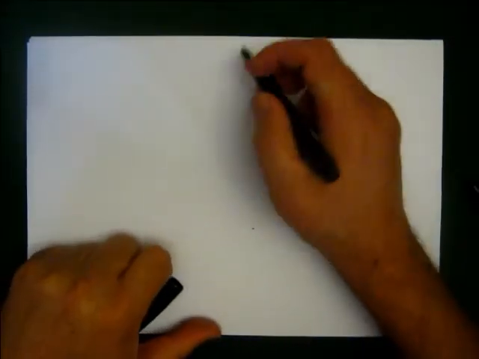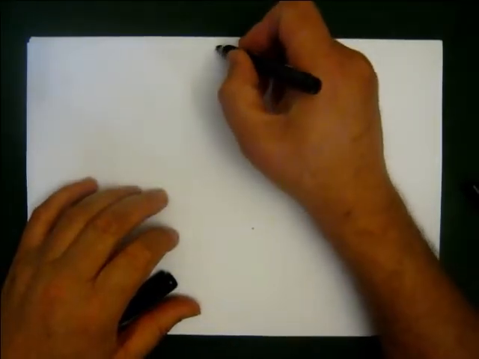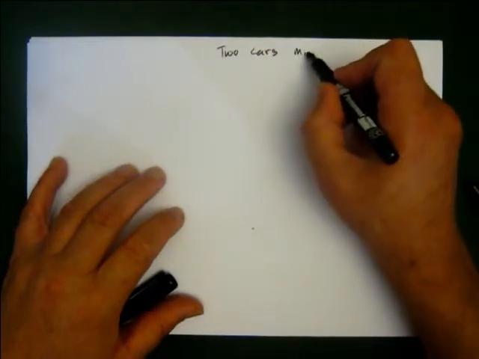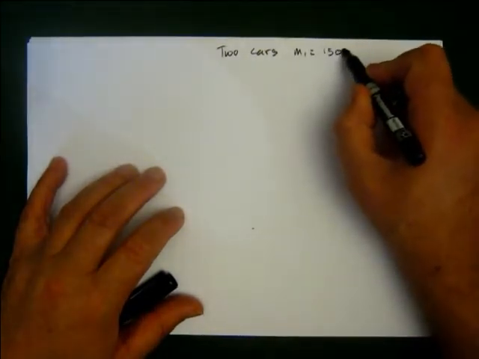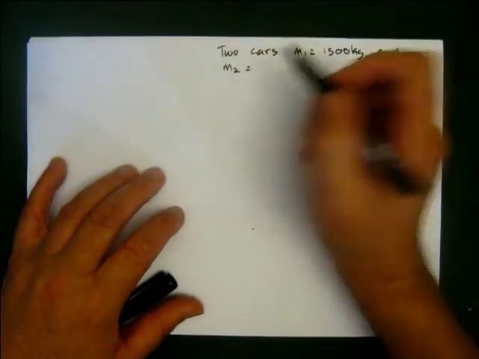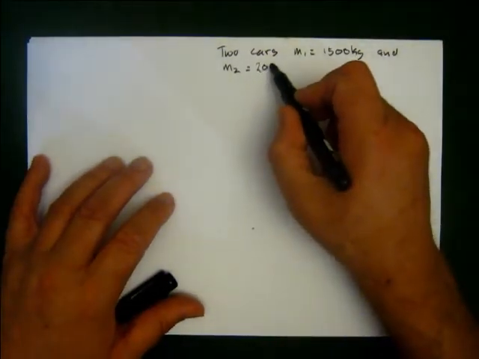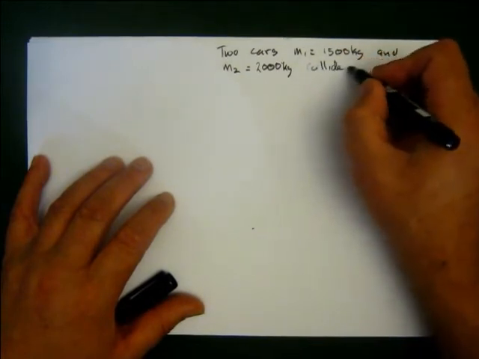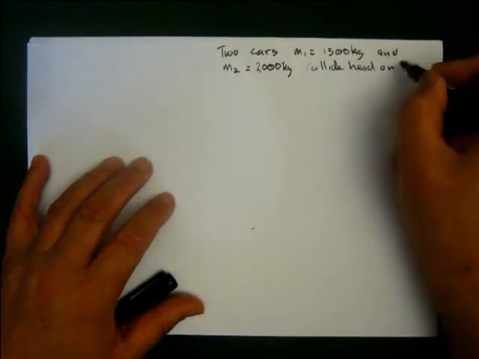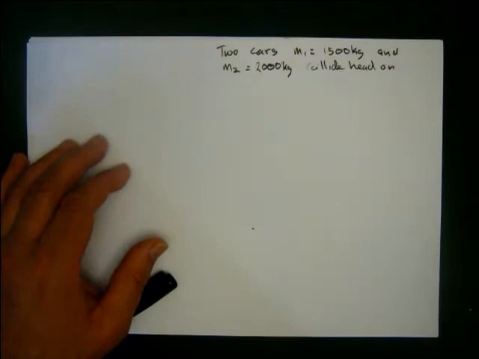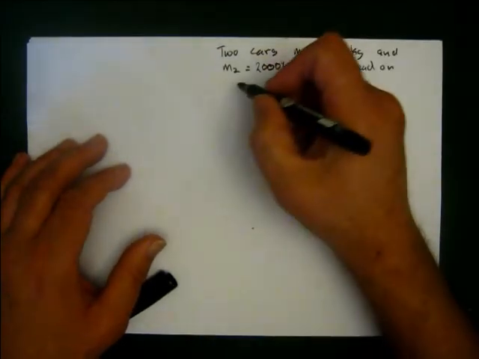Let's do another example. We've got two objects in motion. So two cars, car 1, M1 equals 1500 kg, and M2 equals 2000 kg, collide head on. This is on Mythbusters, so nobody's hurt. There's nobody in the class. We're just doing remote control cars for an example. Collide head on.